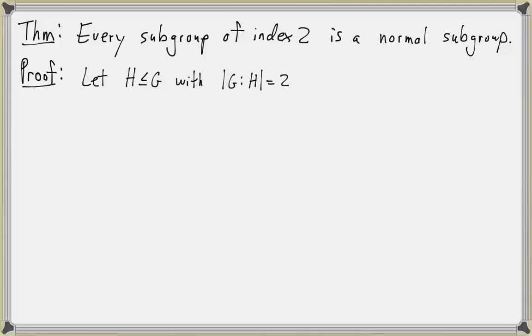So recall that means that there's only two left cosets of H in G. And then let's let X be an arbitrary element of G. There's two cases. Either X is an element of H or X is not an element of H. So we'll look at these two cases.